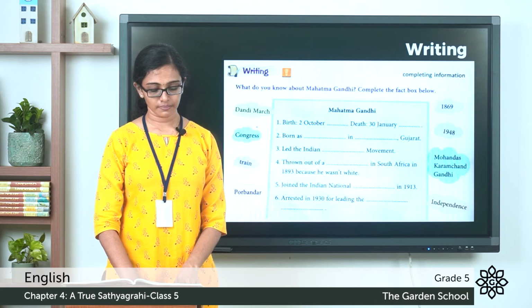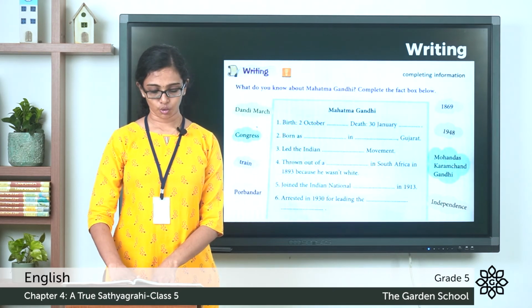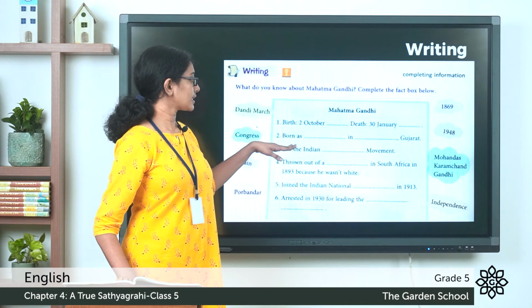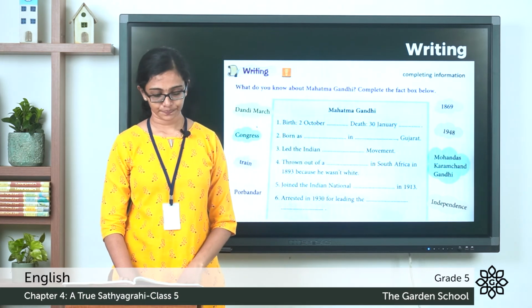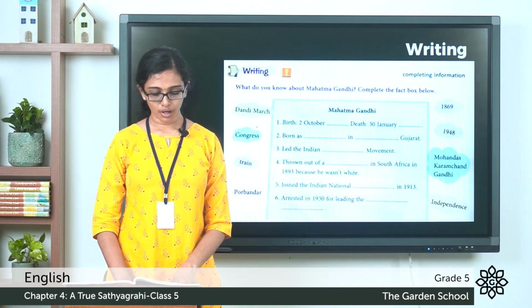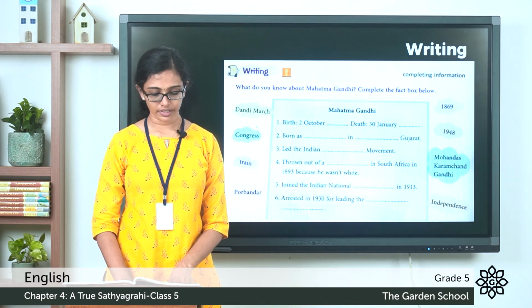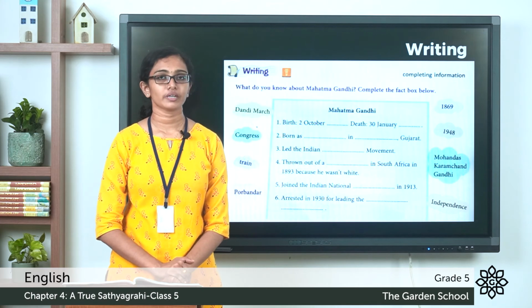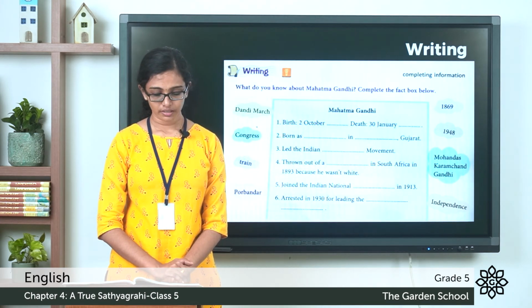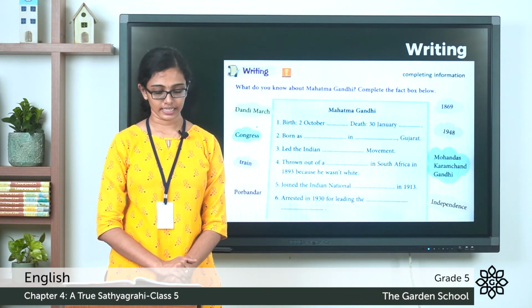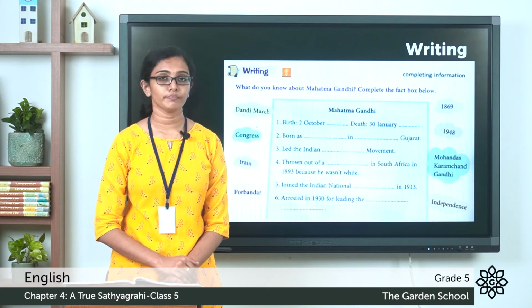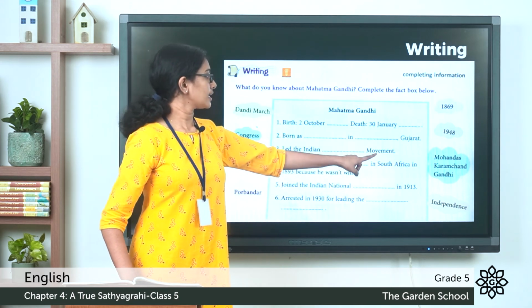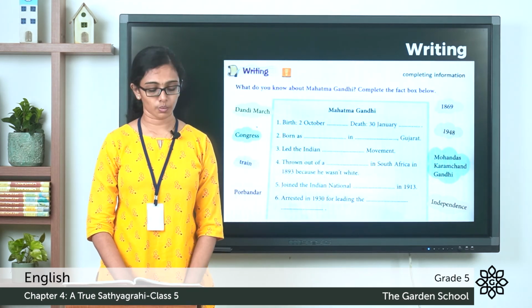Clear? Now question number 3. Led the Indian dash movement. So Gandhiji, the father of our nation, led the independence movement. So you write led the Indian independence movement. Now question number 4. Thrown out of a dash in South Africa in 1893 because he was in white. When Gandhiji was living in South Africa, the white people discriminated against the black. So when Gandhiji was there, one incident that happened in 1893 was that he was thrown out of a train because he was in white. So what do you have to write here? Thrown out of a train in South Africa in 1893 because he was in white.